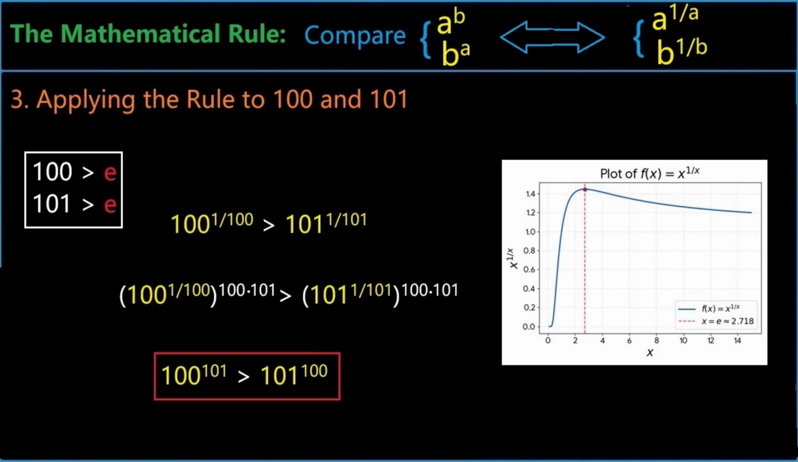Now applying the rule to 100 and 101. The same logic works again. Both 100 and 101 are also greater than e. So 100 to the power of 1 over 100 is greater than 101 to the power of 1 over 101. Raise both sides to the power of 100 times 101. And we conclude, 100 to the 101st power is greater than 101 to the 100th power. So when both numbers are greater than e, the smaller base with the larger exponent wins.